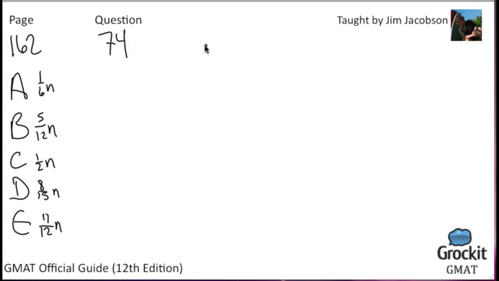So we can treat this as two equations and two variables. We have cars and trucks. C equals cars, T equals trucks. C plus T equals N. Cars plus trucks equals N.